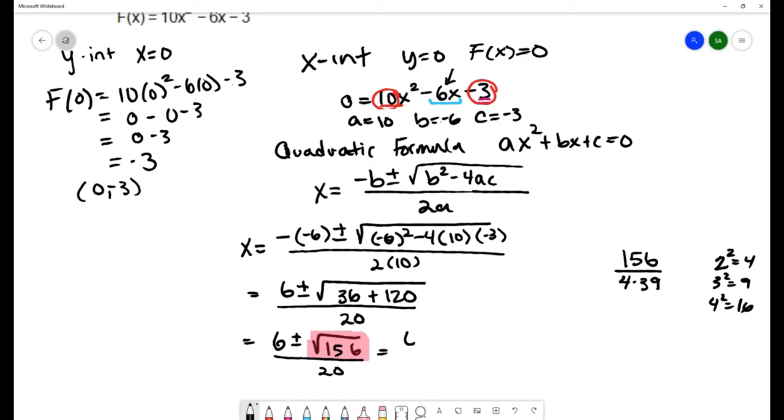So 6 plus or minus square root, and I'm going to rewrite the 156 as 4 times 39. And then we're able to apply this radical to both of these factors individually. So square root of 4 simplifies to be 2. Square root of 39 doesn't simplify, so I have to leave it.